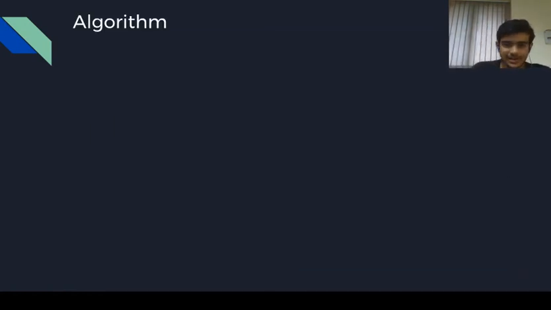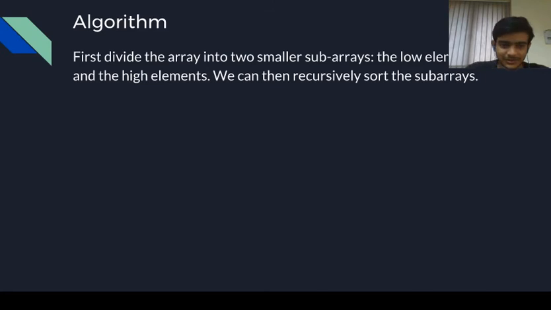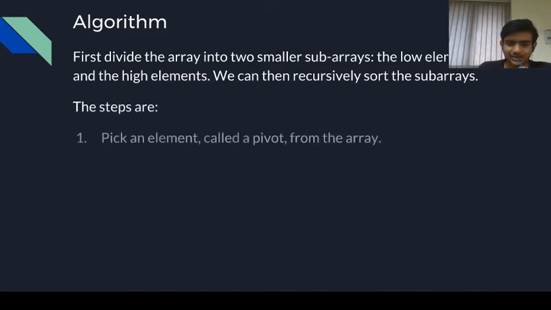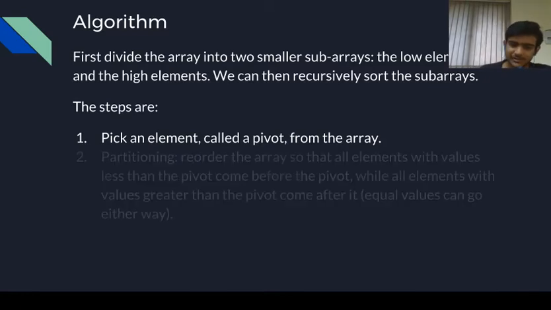Now as to the algorithm, the intuition is to first divide the array into smaller sub-arrays and sort these sub-arrays in order to get a bigger sorted array. So the steps are, first pick a random element in the array. We generally pick the first element or the middle element, but it's best to choose a random element in the array. So pick the element and we call it pivot.